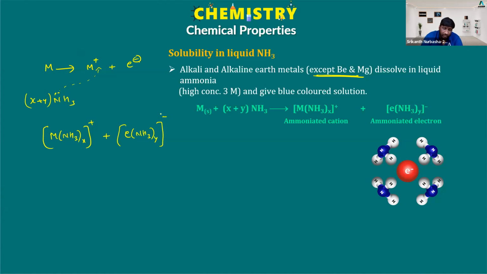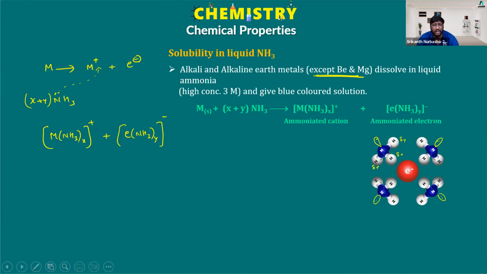But ammonia already has a lone pair of electrons. Electron repulsion will be there. Although electron repulsion is there, the arrangement will happen in such a way that around the electron, the partially positively charged hydrogens will be near the electron, and the lone pair of electrons present on nitrogen will be away from the electron. This is how the ammoniated electrons are present. Nitrogen with a lone pair will be far away from the electron to maintain minimum repulsion. These ammoniated electrons are actually responsible for the color.